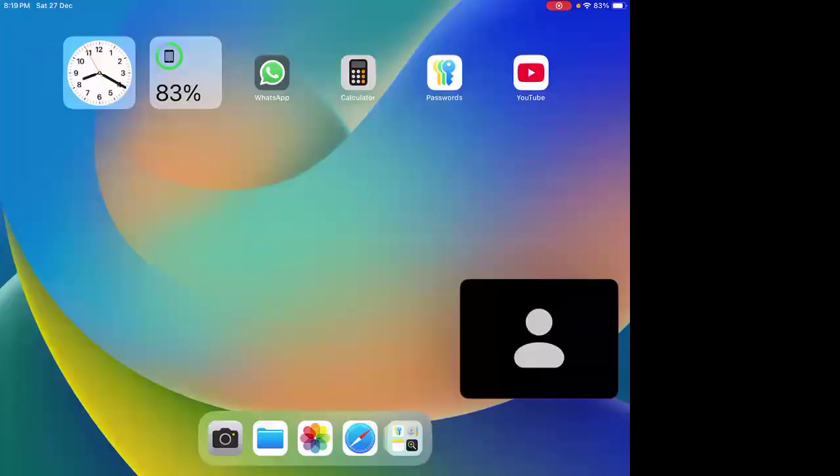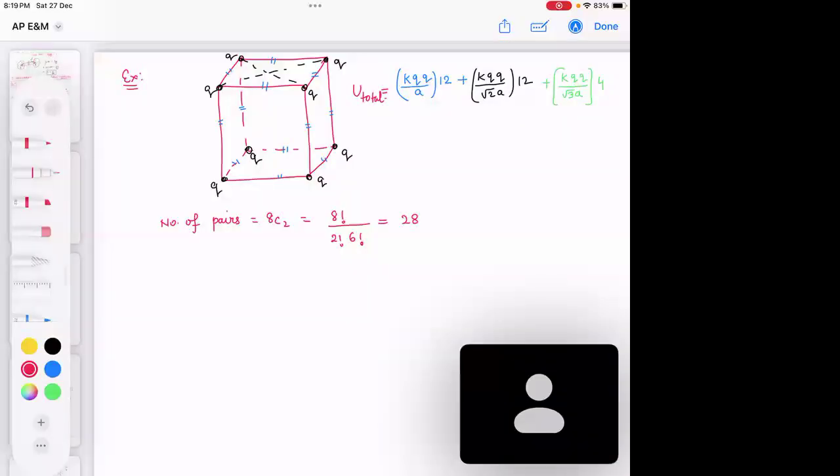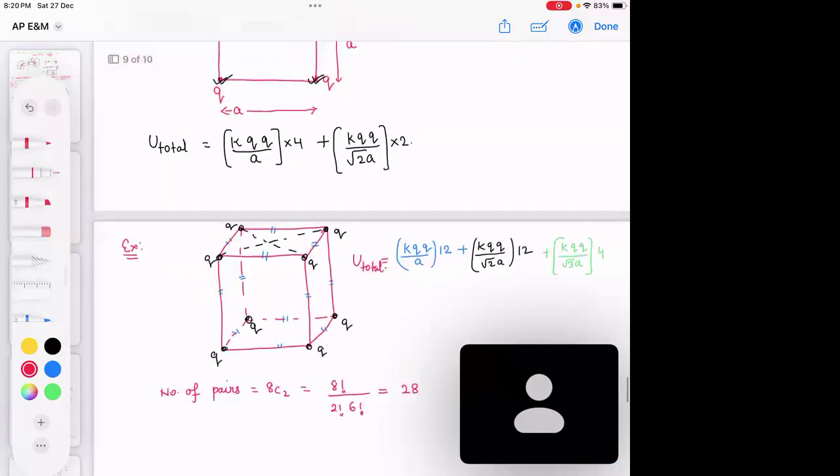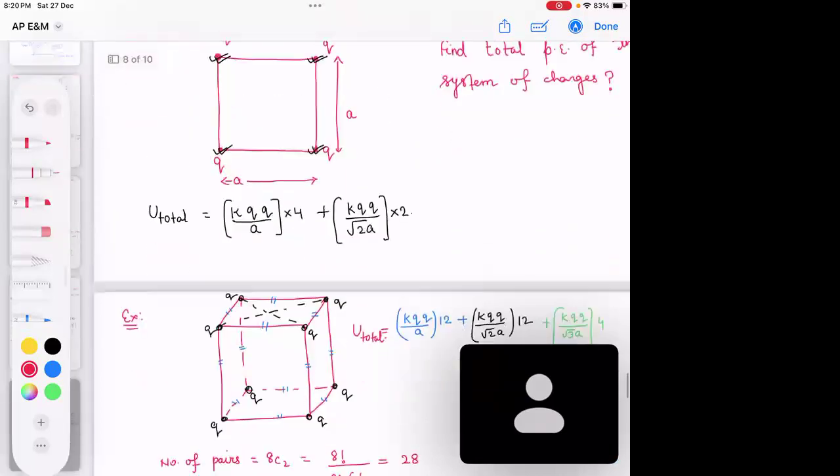Right. So this is the total potential energy. We got it for this configuration. Now understand these questions. So these are the questions based on what? The total potential energy calculation.